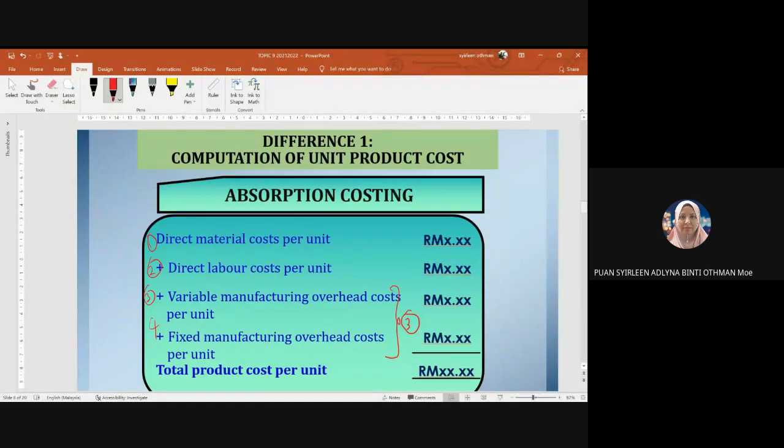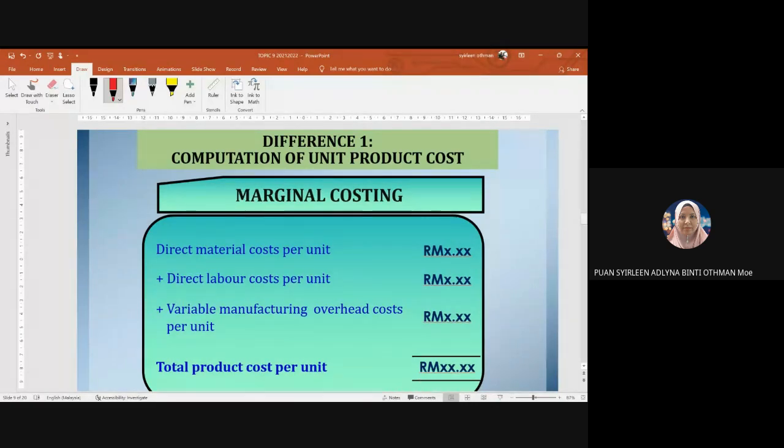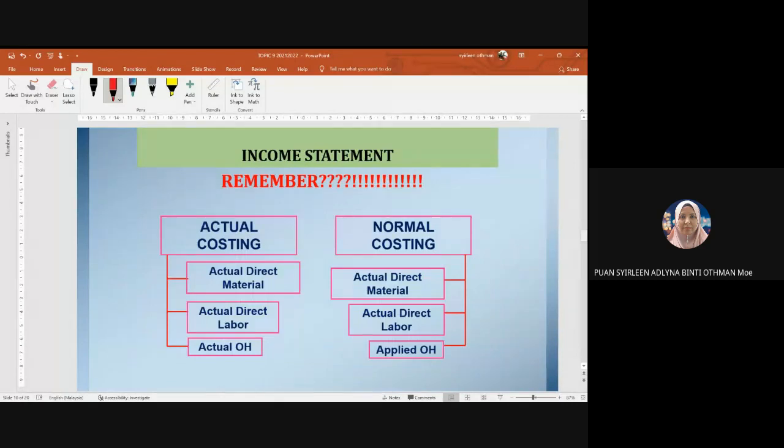Alright, tapi kalau kita nak kira untuk marginal, kita cuma ambil kira 3 item saja, which is your direct material tadi, lepas tu your direct labor, and then your variable manufacturing overhead. So untuk MOH, kita hanya guna variable cost sahaja. Okay, fixed cost tu kita tak ambil kira. Alright, okay. So that's how we calculate or compute the unit product cost for marginal costing. Okay, alright.